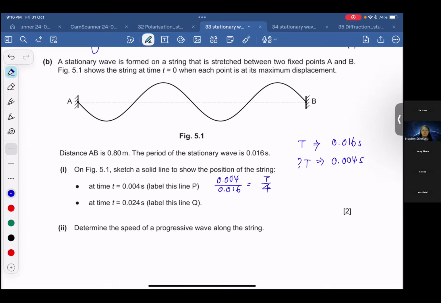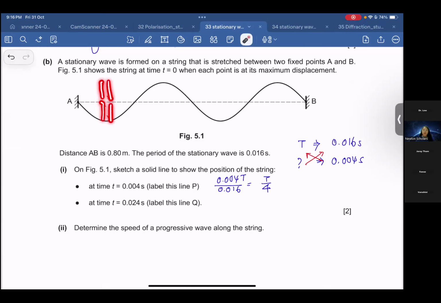Do you agree, dear? 4T. Okay, we cross multiply it, using mathematical cross multiplication. Yes, correct. Just now I told you what? This one moving up and then coming down is one complete T. So it needs 0.004, 0.004, 0.004, 0.004.